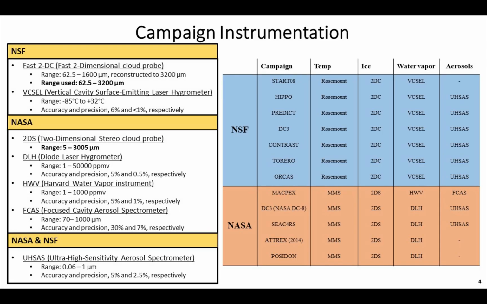And so just a quick overview of the instrumentation for each campaign. Basically, the most important difference between the two agencies, NSF and NASA, is that the NSF operates the fast two-dimensional cloud probe, which has a measurement range of 62.5 to 3,200 microns, and the NASA campaigns use the 2DS probe, the two-dimensional stereo cloud probe, which has the capability of detecting small ice with a range of 5 to 3,005 microns.